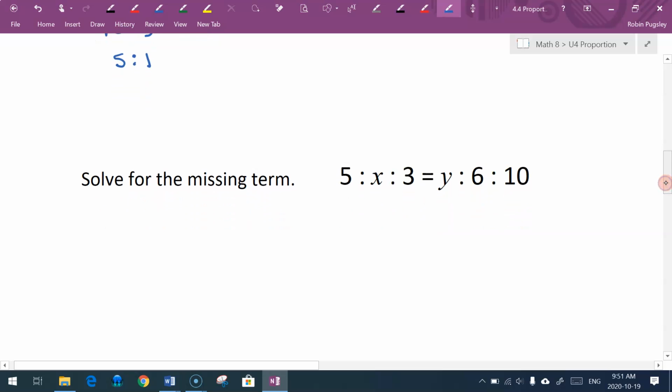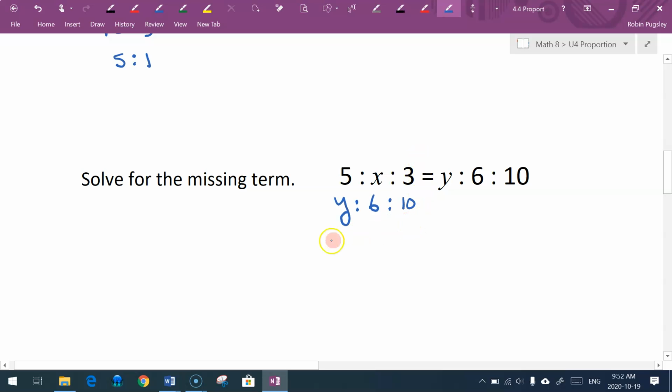What happens if you have 3 terms, 5 as compared to x as compared to 3, and it's equal to y as compared to 6 as compared to 10? How can I find out what x and y are, those missing terms? What I like to do when I have ratios, sometimes I get confused as to which one lines up. I like to take the second ratio and line it up directly underneath the first ratio, right?